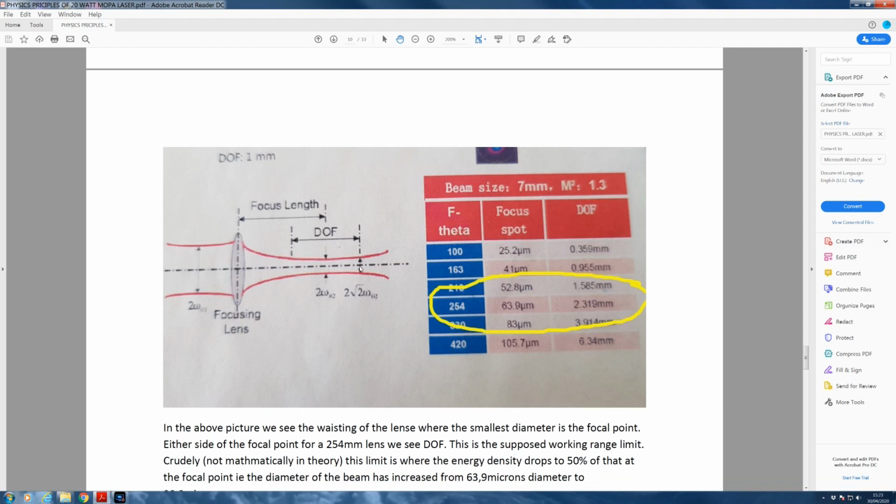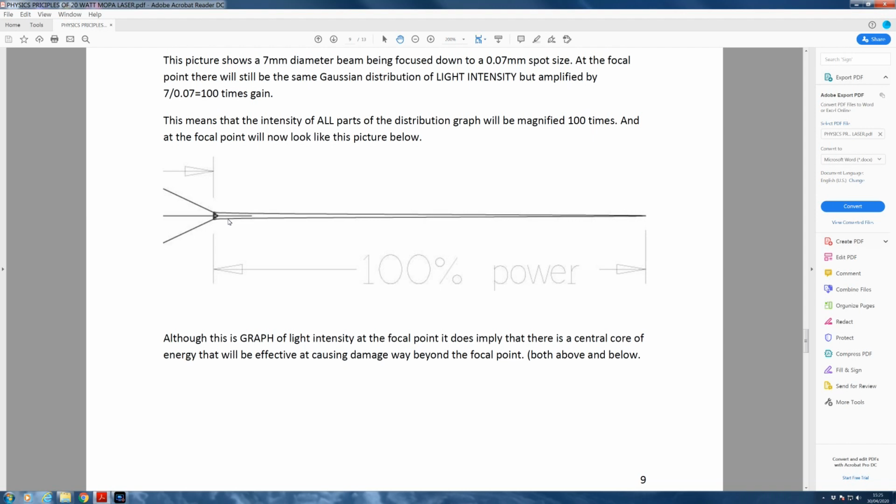And that approximately defines the working depth of field for a lens. So at that point, the beam starts to go out of focus. This is a difficult concept for people to actually grab hold of. I've tried to explain it many, many times in my work. And this is where theory and practice tend to diverge.